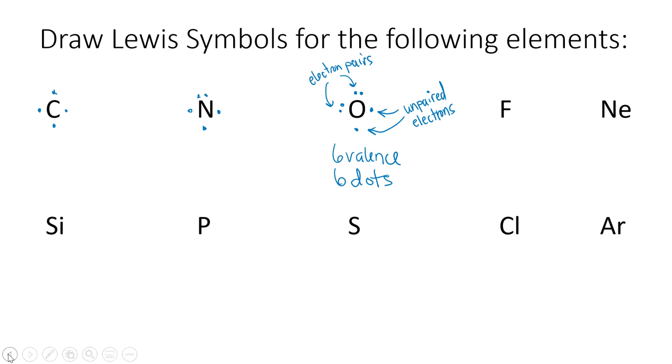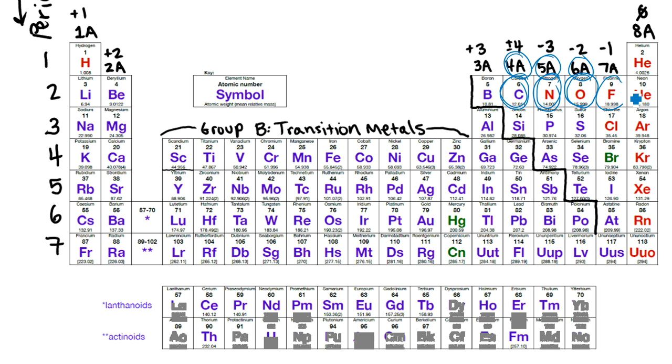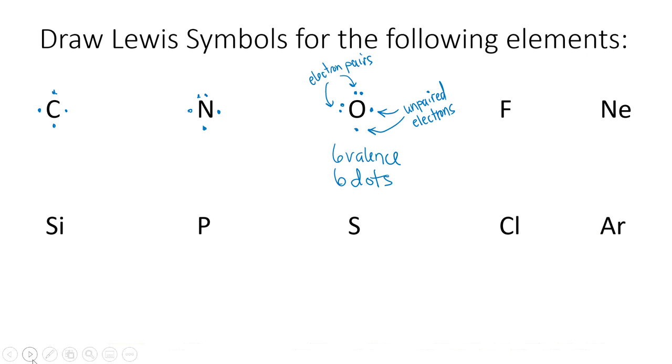Let's look at fluorine, element F. It is right here. Notice how we're kind of going down the line on the periodic table. Fluorine is in column 7. So that means it has 7 valence electrons, and so it's going to have 7 dots. I'm going to start on one side. I'm going to go 1, 2, 3, 4, 5, 6, 7. So we'll notice that fluorine has 3 pairs of electrons and then 1 that is unpaired.